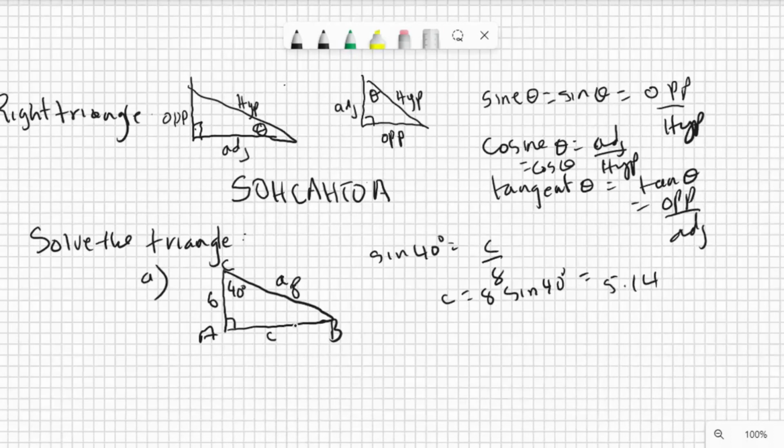Now I say, what connects b with 40? b to 40 is adjacent, and I have hypotenuse 8. So adjacent and the hypotenuse are cosine. Therefore, I have to say cosine 40 degrees is equal to b over 8, which means b is equal to 8 times cosine of 40 degrees. So b is equal to 6.13.